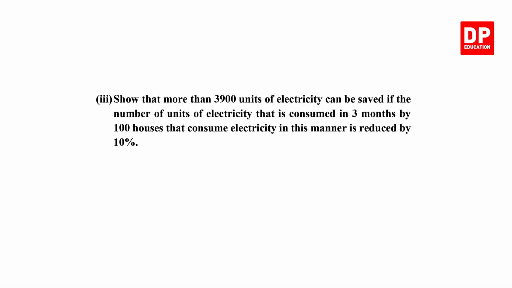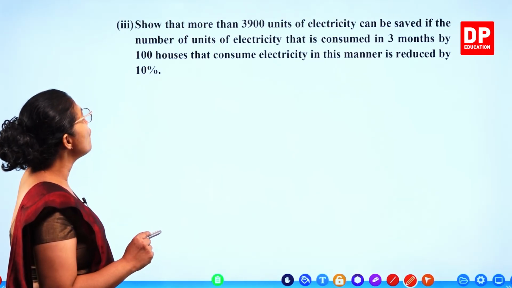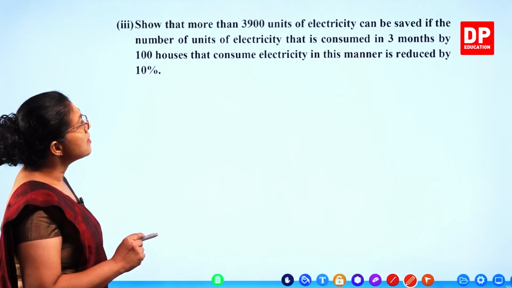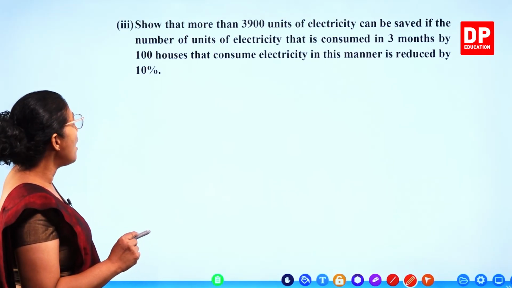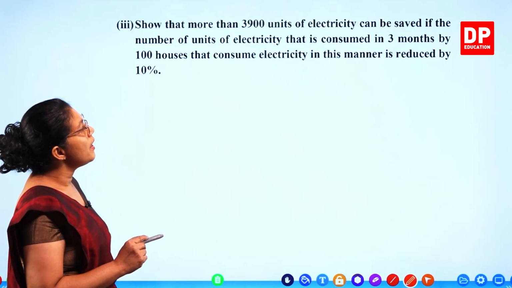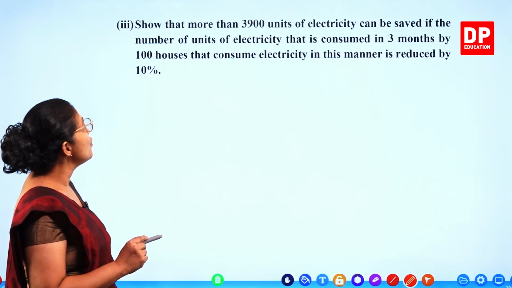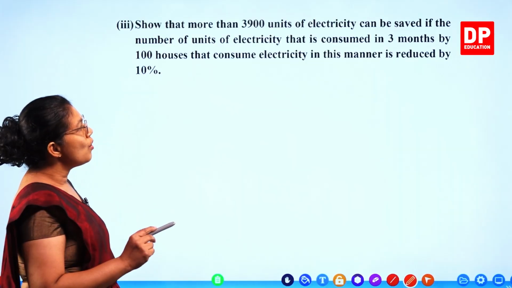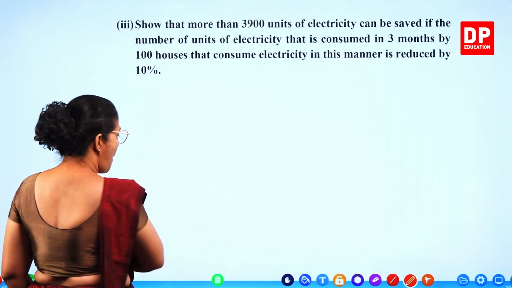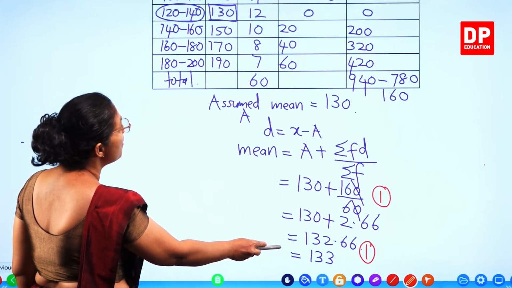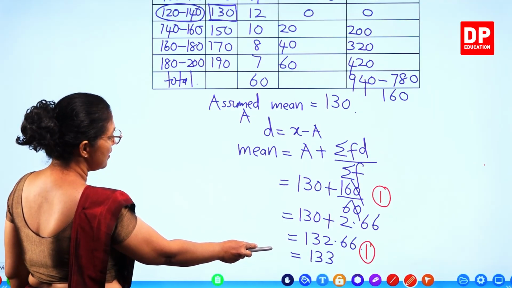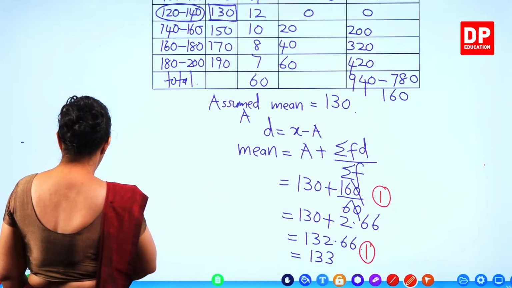Show that more than 3,900 units of electricity can be saved if the number of units of electricity that is consumed in 3 months by 100 houses that consume electricity in this manner is reduced by 10%. So how many units per month? This is per month, 133.